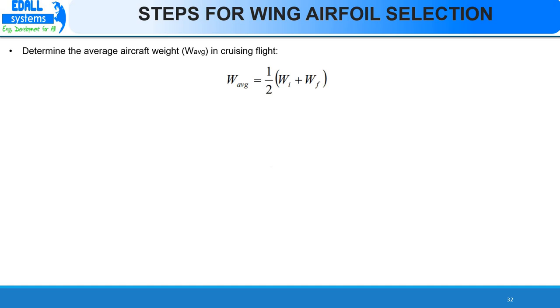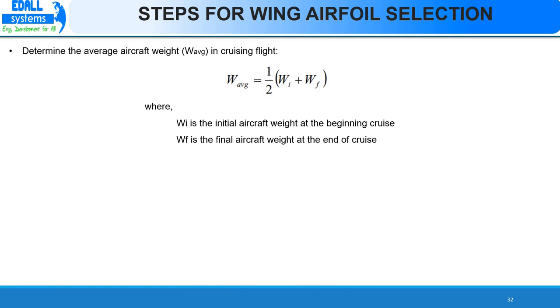Next, we have steps for wing airfoil selection. The first step is determining average aircraft weight in cruising flight, that is, W average equals half of Wi plus Wf, where Wi is initial aircraft weight at the beginning of cruise, and Wf is final aircraft weight at the end of cruise.